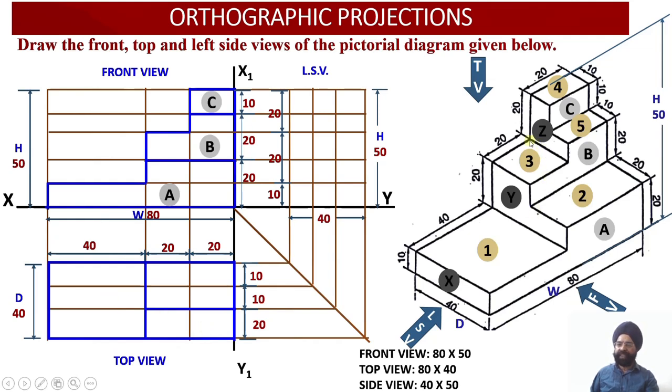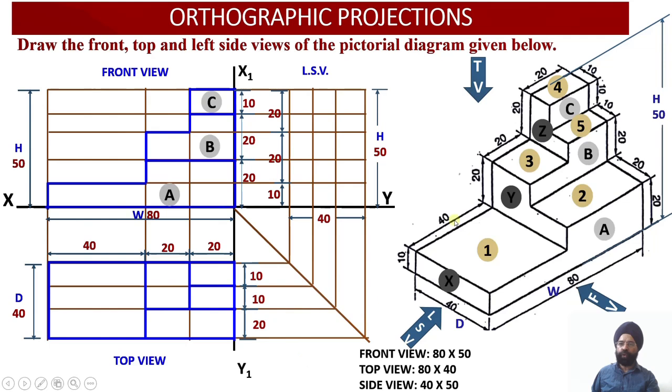Now I am left with surface number 3. Surface number 3 is a square of 20 millimeter side. So please check, this is 10 millimeter, this is also 10. And then over here the width is how much? 20. So this is a square of 20 by 20. If I draw a vertical line over here, then I get surface number 3.